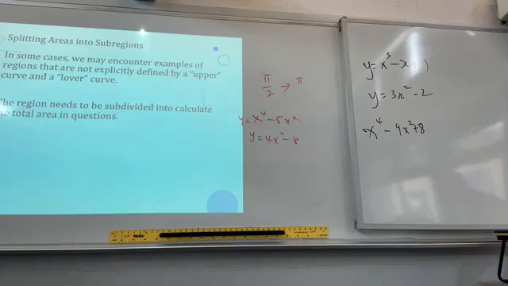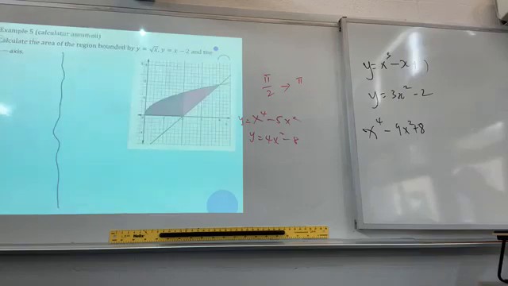So this region needs to be subdivided into smaller regions and calculate the total area in question. Now, for example, this. How are you going to work this one out? You've got y equals square root of x and y equals x minus 2. You don't have to add a third line. You've got two areas, 1 and 2.